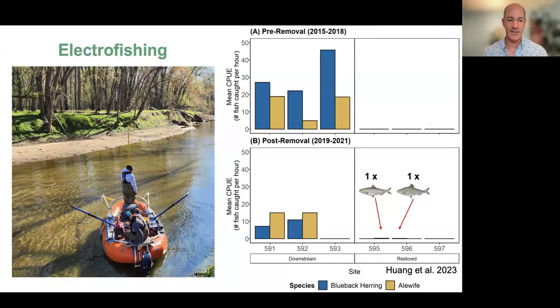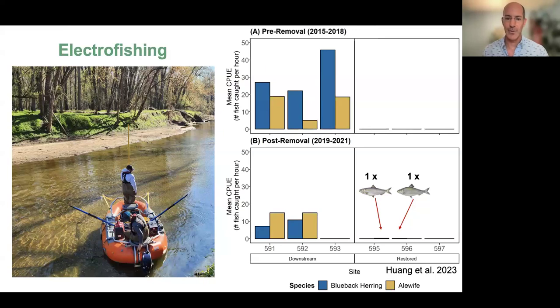So this is the Maryland Department of Natural Resources crew on their electrofishing boat that's putting electricity into the water. And then the guy standing up in the front of the boat has a long net on a long pole that he's going to use to scoop up the fish. And they sampled some sites that are downstream of the dam. Those are their ones on the left there. 591, 592, and 593 were all downstream of the dam.